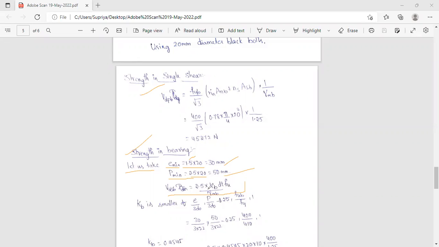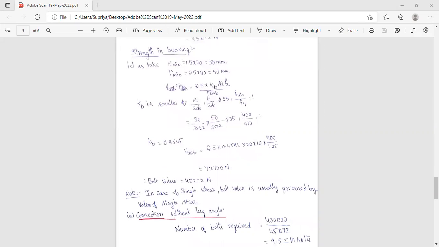While calculating the strength in bearing, we have to calculate the kb value. Kb depends on edge distance and pitch distance: e by 3d naught, p by 3d naught minus 0.25, fub by fu, and 1. The least of these we will consider as the kb value. So calculate the kb value by assuming the minimum values of end distance and edge distance.